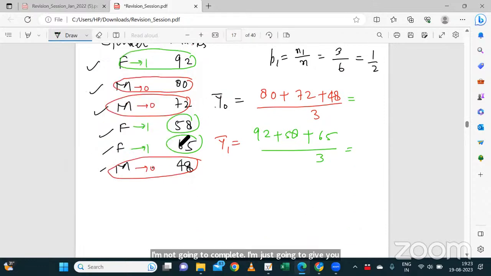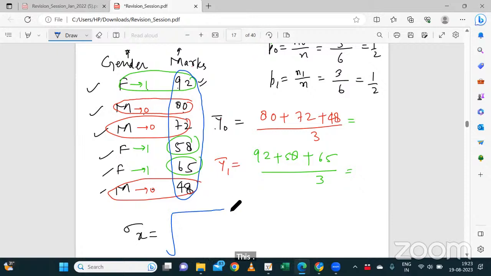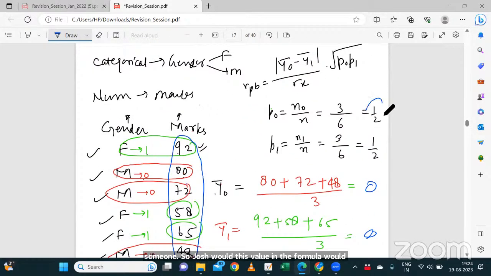What is the population standard deviation? Since we can compute means only for numerical variables, we take the marks of the corresponding coded values. Population standard deviation can be computed only for the numerical values, that is, the marks. It's 1/6 summation i to n of xi minus x bar squared, and you will get some value. Just put these values in the formula and you will get the value for RPB.